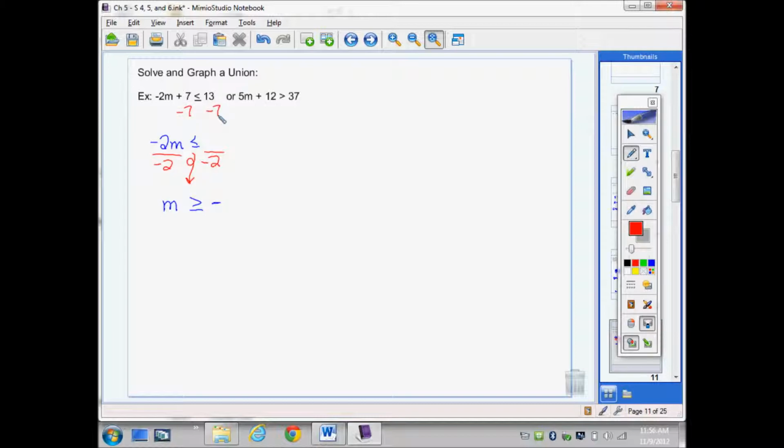So I subtract 7 from both sides. 13 minus 7 is 6. 6 divided by negative 2 is negative 3. Everything else stayed the same. Okay. When I come to my next equation, I'm going to subtract 12.